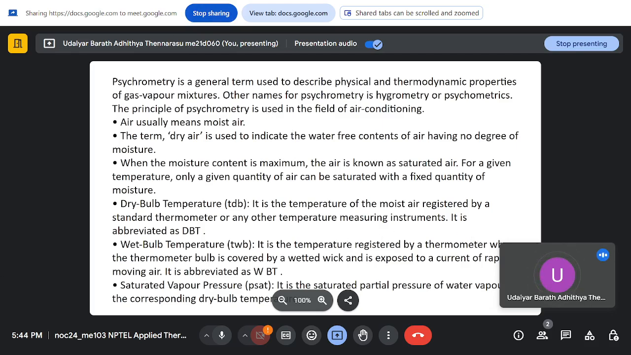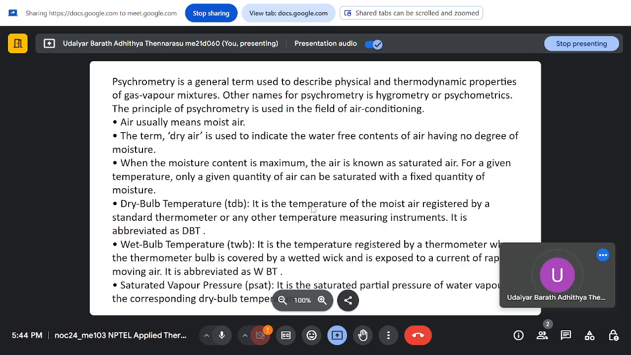So psychrometry is the general term used to describe the physical and thermodynamic properties of gas-vapor mixtures. Other names are psychrometrics. The dry air term is air which is devoid of moisture, so it's free from water content. When the moisture content is maximum, the air is known as saturated air.